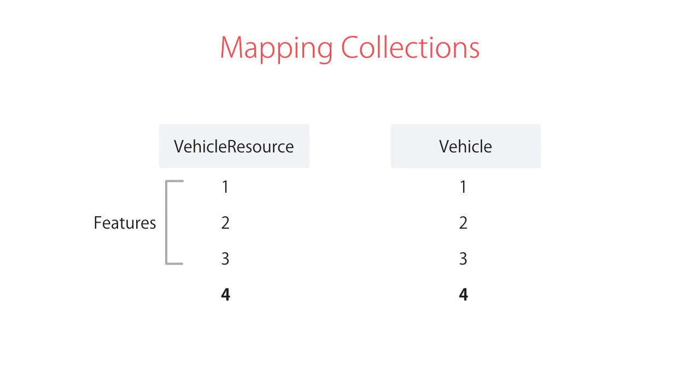Now let's take a look at another scenario. So now we have a vehicle with four features. We call our API and exclude feature number 4. Now we need to iterate over the list of features in our vehicle object. And if we have a feature here that does not exist in the vehicle resource, we need to remove it. So this is the proper way to map a vehicle resource to a vehicle object.